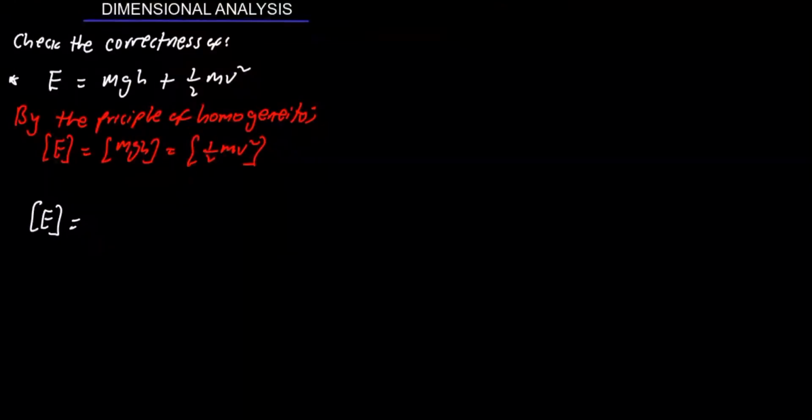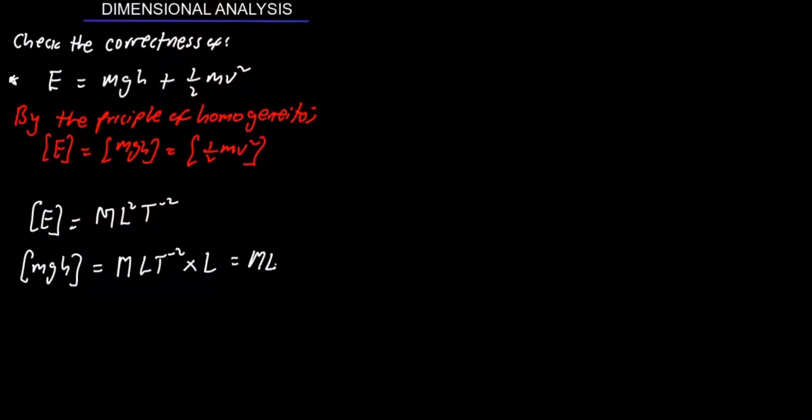E represents energy. And take note, the dimension of energy is the same as that of work done, and that's ML squared T raised to power minus 2. When you practice very well, of course, this will stick to your memory. Next, let's look at this. What's the dimension of mgh? Let's go. This is capital letter M. This is acceleration due to gravity, is LT minus 2. And this is height, which is L. Multiplying together, I'll have ML squared T raised to power minus 2.